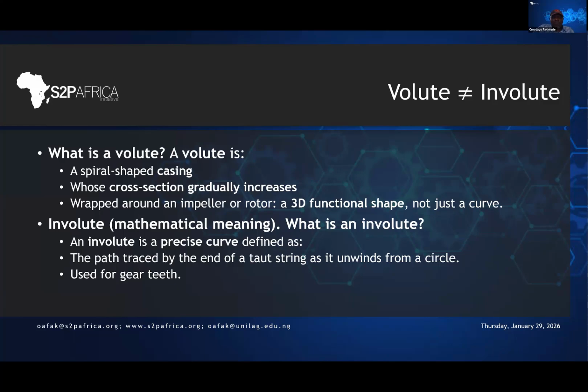Involutes are one of the main things they use to form the teeth of a gear. There are reasons why that is so, because when two surfaces mesh in an involute, there is a way that reduces the amount of stresses that you are going to get so that your gears can last long.